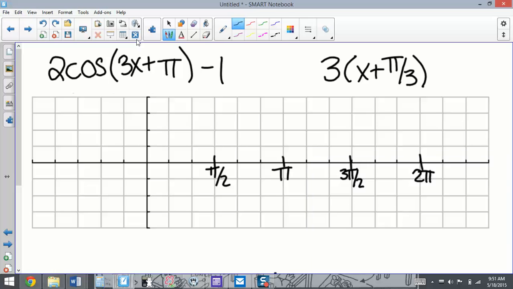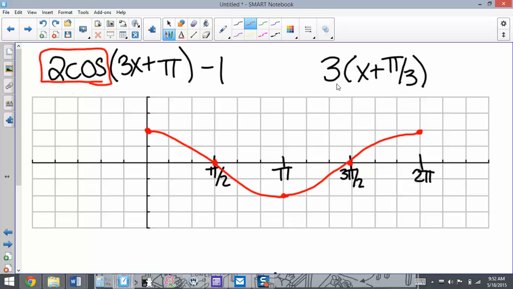Now I'm going to go ahead and take care of the 2 cosine bit. So this is cosine with the amplitude. Now cosine is supposed to start at 1, but we're multiplying all the values by 2. So I go 2, 0, negative 2, 0, positive 2. So here's this guy. So this is cosine with the amplitude.